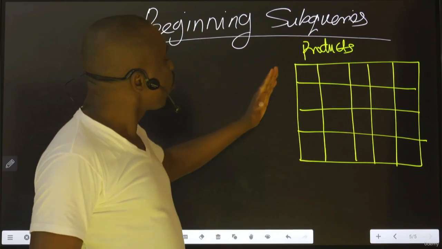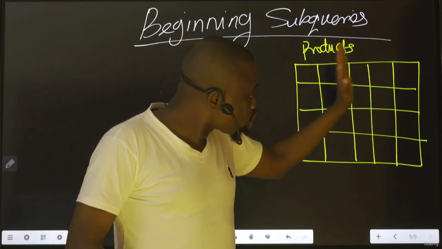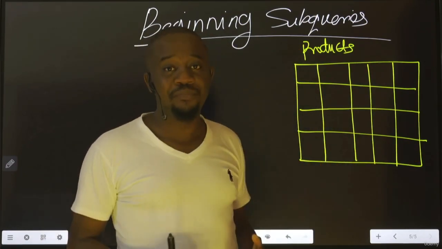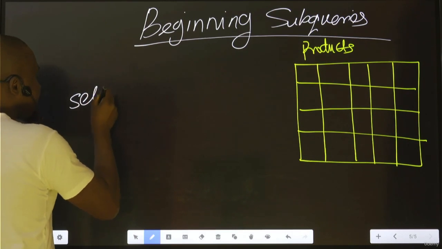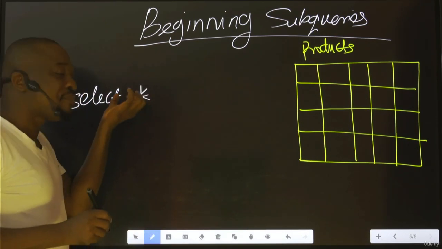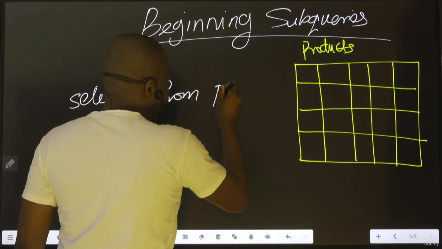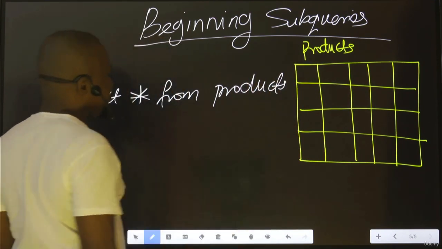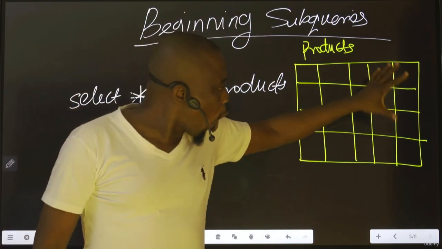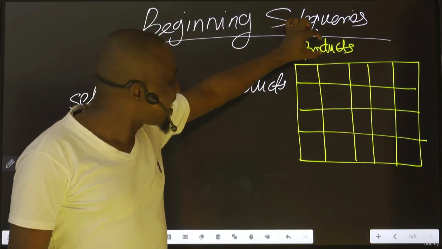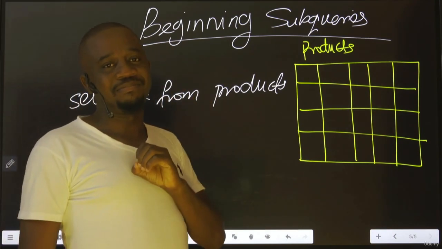Now, if I want to select all the columns, because it is possible you decide to select some of the columns. But if you desire to select all the columns, you do select asterisk. Asterisk represents all columns from products. Okay? This one is saying, I want you to show me all the columns. So everything in this products table will be shown to you in the result grid. Okay?